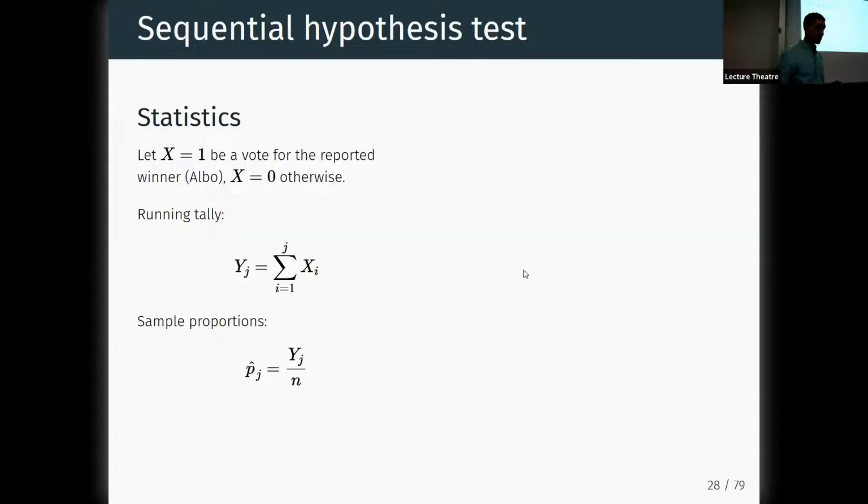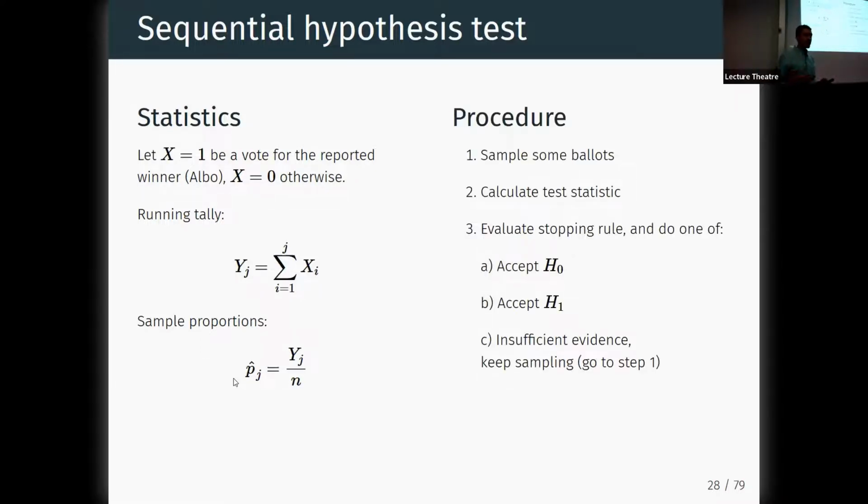And just to set up some nomenclature, we're still going to use Y for the tally, but now it's a running tally across different samples, and same for the sample proportion. So that's those curves on the previous slide. That's P hat J. Those will appear in some formula later on. So our process is now like this. You can probably already figure it out in your head. We sample some ballots, we do a calculation, and then we need a stopping rule or decision criterion that tells us either we stop and accept H0, or we stop and accept H1, or we haven't got enough evidence and we have to go back and sample some more. That's the sort of procedure we're after.